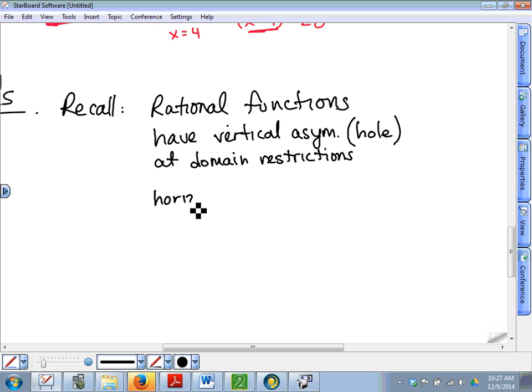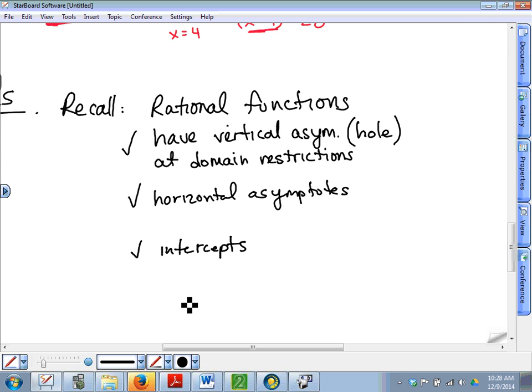They have horizontal asymptotes. This is how I taught it, at least in my pre-calc class. First, you find the vertical asymptote by domain restriction. Second, you find the horizontal asymptote by comparing the degree. Remember we talked about this last week, the degree of the numerator compared to the denominator. Sound familiar? Okay, the next thing we're going to do is find intercepts. And the last thing was to sketch the graph after you have all of that. Vertical asymptotes, horizontal asymptotes, find the intercepts, and then try to fit in the graph. So let's do one of those.